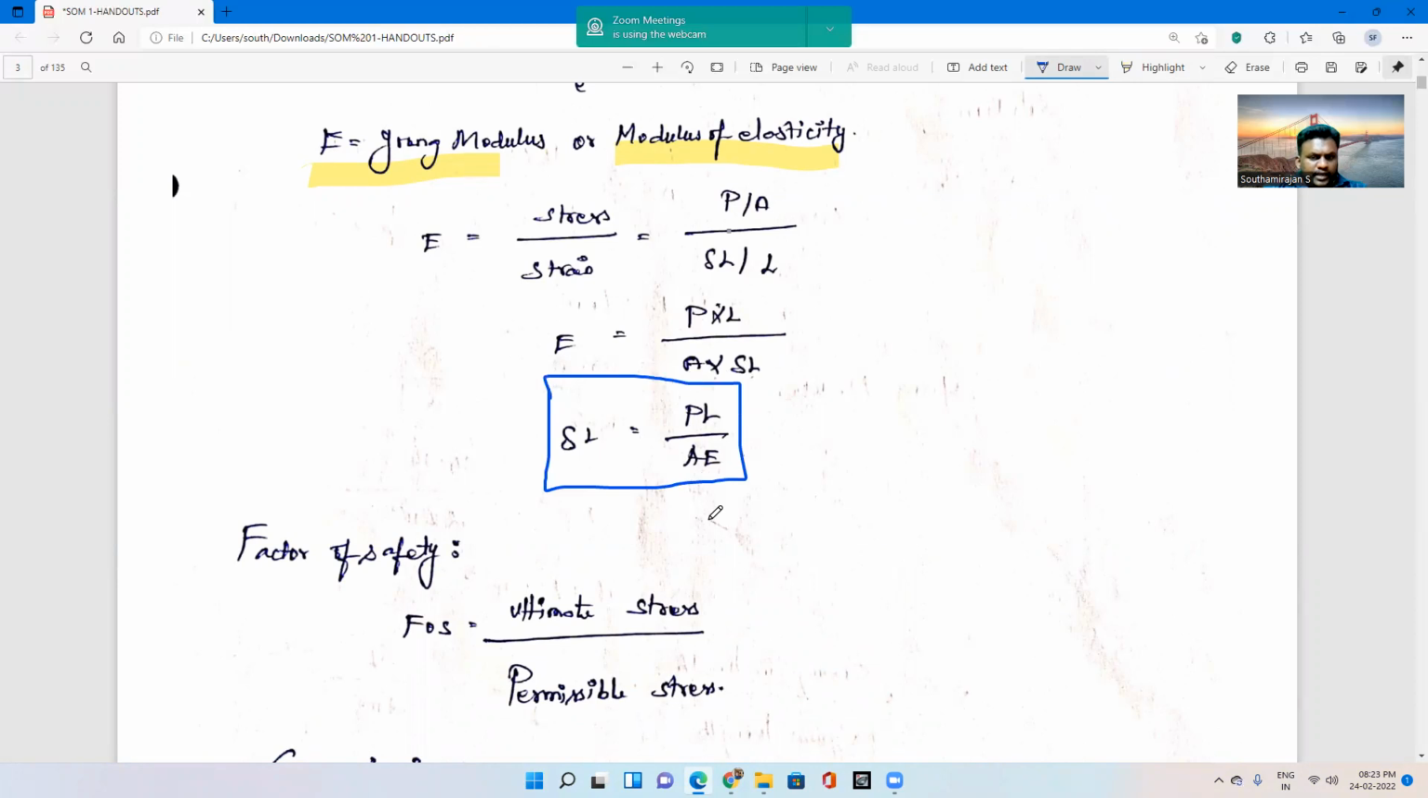So PL by AE is the formula with which we can calculate the deformation of a member under any applied load. The length may vary, the area may vary, and the Young's modulus, the material property, may also vary. By incorporating all the data into the formula, we can obtain the deformation as delta L equals PL by AE.